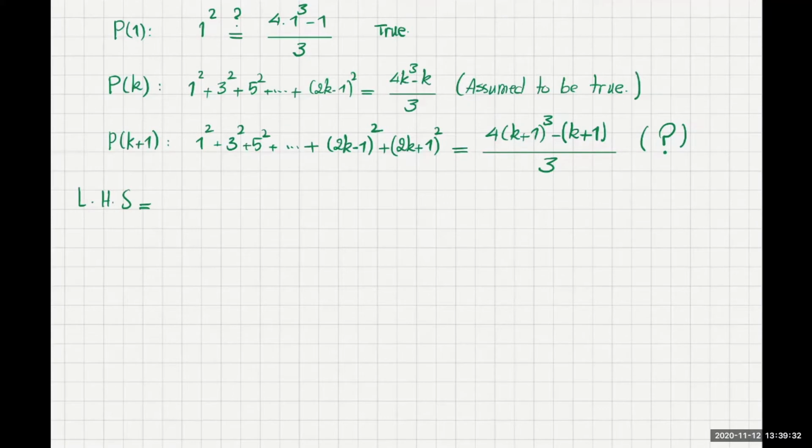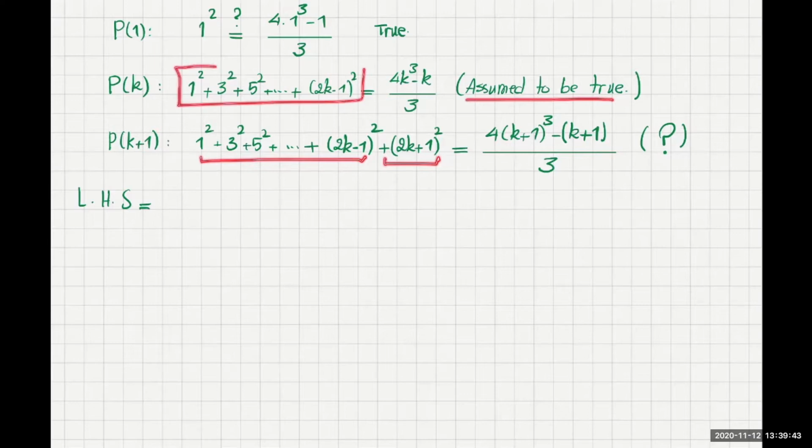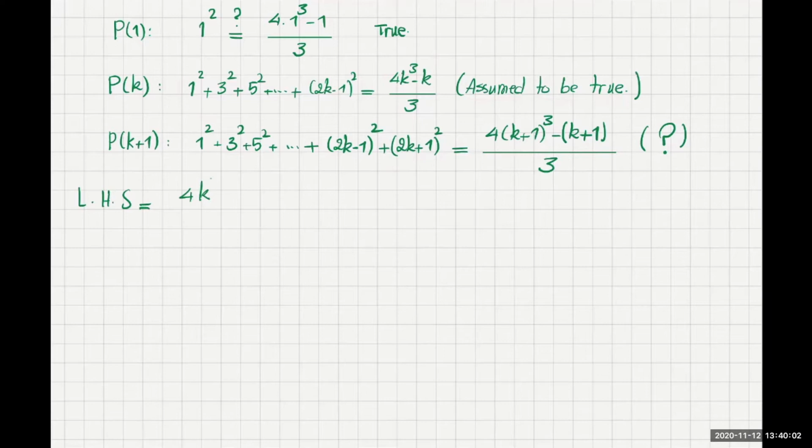So in the left-hand side, you see from here up to here, and then you have an extra term. But based on the assumption of the induction, I know that the sum of the first k terms is actually this one. So instead of this expression here, I put this expression, and then I continue with one term extra, yes? So the left-hand side becomes 4k^3 minus k divided by 3, and then I have plus (2k plus 1)^2, yes?